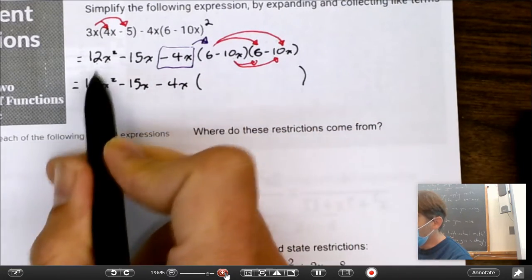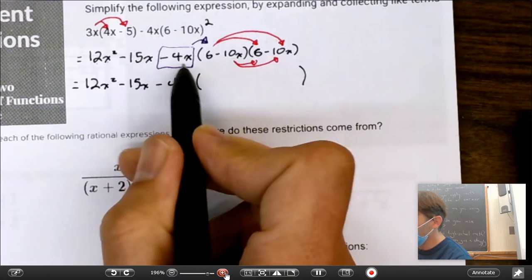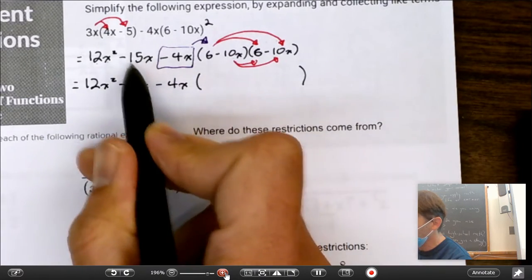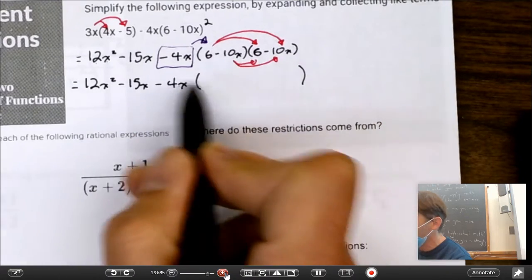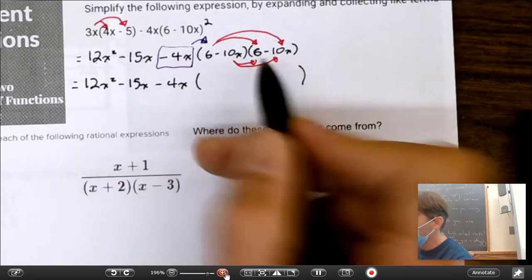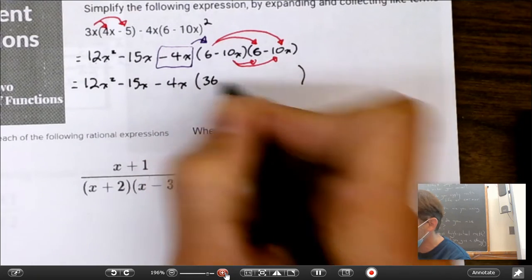So I can't collect these. They're not like terms. This is a like term with 15x, but it's being multiplied. So I have to do that multiplication before I do the subtraction. So 6 times 6 is 36.